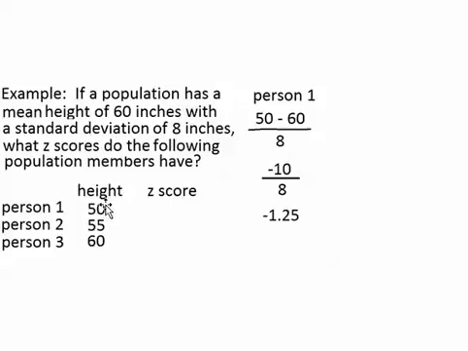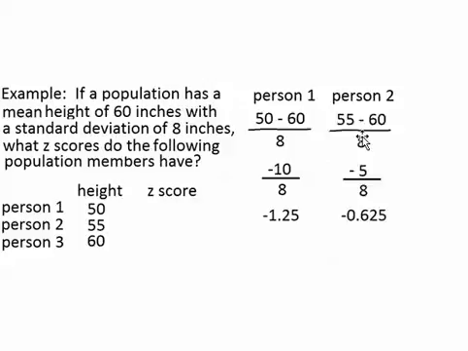All three of these people are coming from the same population. So this person who's 55 inches tall also comes from this population with a mean height of 60 and standard deviation of 8. So to get this person's z-score, we're going to subtract by the same mean of 60 and divide by the same standard deviation of 8. So 55 minus 60 is negative 5 on top, and negative 5 divided by 8 is negative 0.625. This is the z-score of person 2.